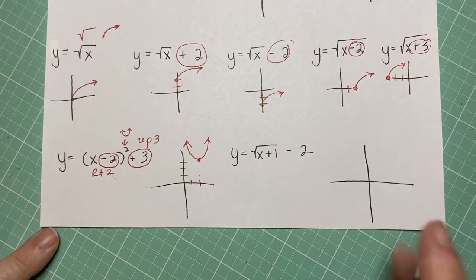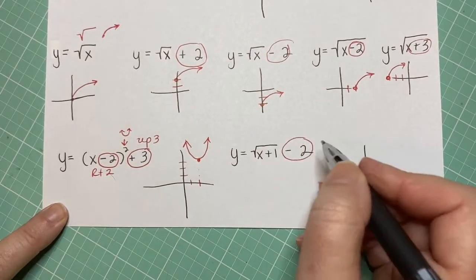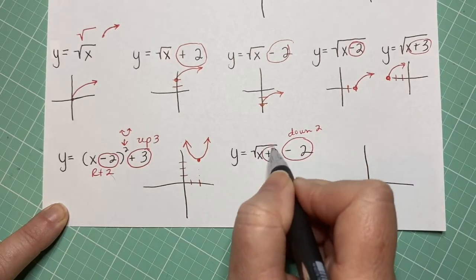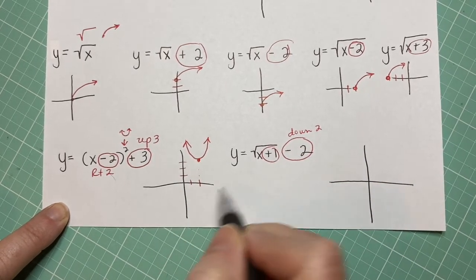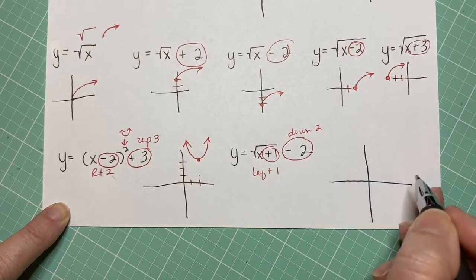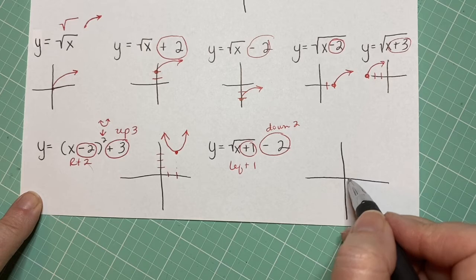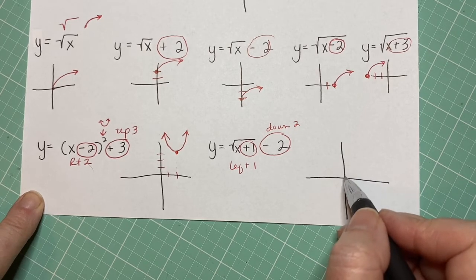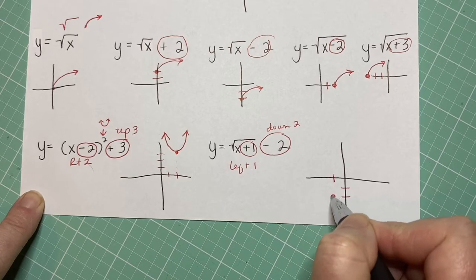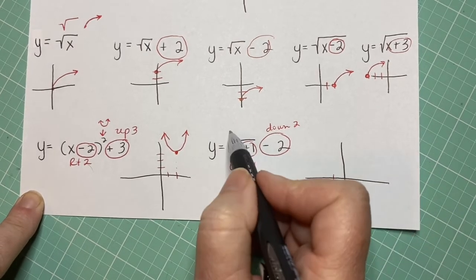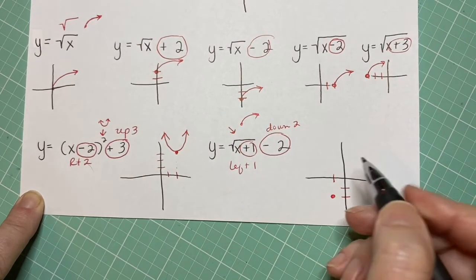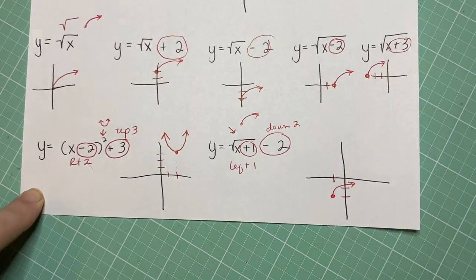And then this last one, the same thing. This is outside, it's a negative, so that tells me to go down 2. This is inside, so it's left or right the opposite. Since it's a positive 1, it's going to be left 1. And so on my little graph here, I'm going to go to the left 1 and then down 2, draw my point. But then I have to look back. This function is a square root here, so it's going to be the square root function from that origin.